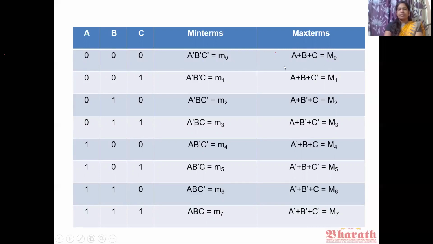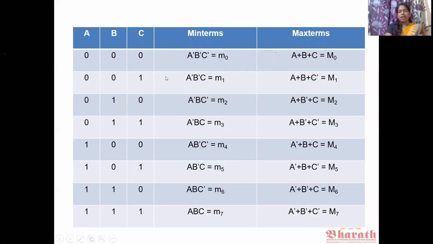Then moving on to the max-term, POS. POS means we have to use plus. So A plus B plus C is one term. Max-term means POS, so 0 means normal form. So A plus B plus C equals capital M0. Then 0, 0, 1: A plus B plus C complement, 1 means complement, equals M1. This is the value of 1. Then 0, 1, 0: A plus B complement plus C equals M2. Likewise, we have to write for the max-term. This is the table representing the min-terms and max-terms.